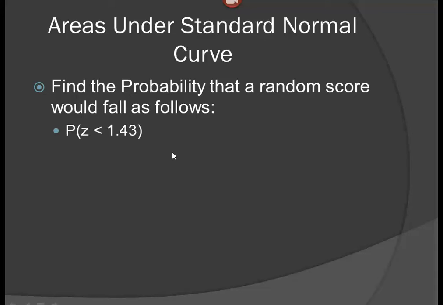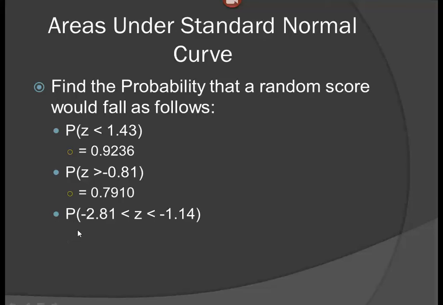Use your normal CDF on your calculators. Pause if needed. The probability that z would be less than 1.43 is 0.9236. Also, the probability that your z-value would be greater than negative 0.81. Again, using normal CDF on your calculators, see if you can figure out the area, hence the probability that z would be greater than negative 0.81. Pause if needed. The answer is 0.7910.